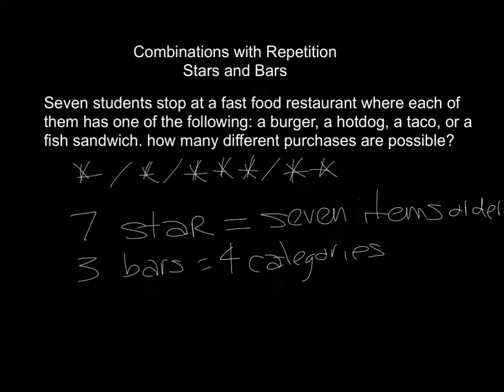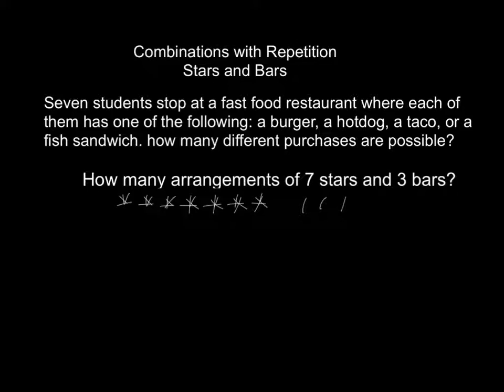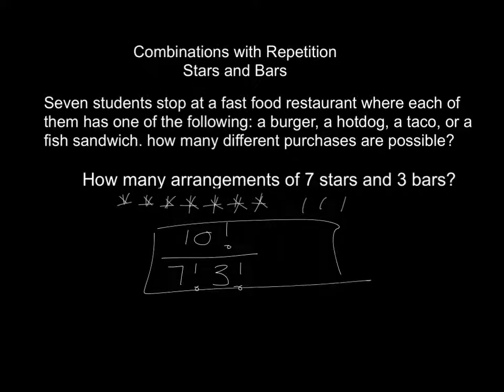So now the question becomes, how many arrangements can I make of 7 stars and 3 bars? But this problem, how many arrangements of 7 stars and 3 bars, we know how to do this because we did this when we did permutations. It's a lot like that ALL problem. So basically we have 10 total symbols, and we have 7 stars and 3 bars. So this is your final answer. That's how many possible different orders there are.